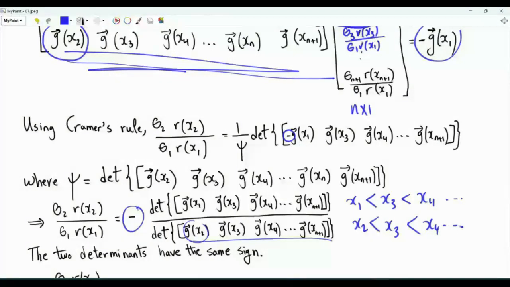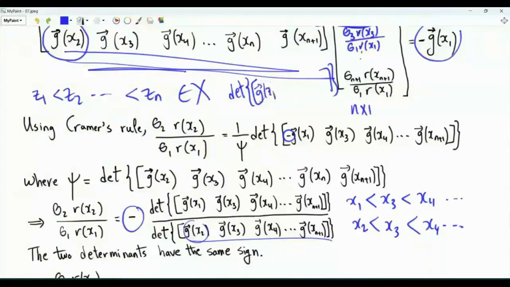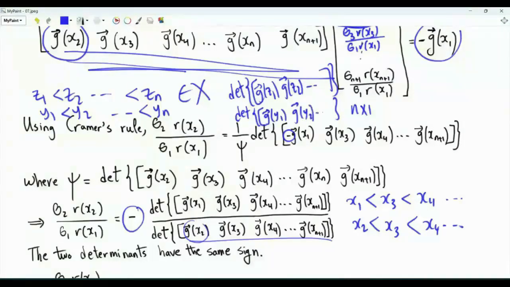Let's now recall one implication of the Haar condition. Remember that for the Haar condition, if we choose z1 less than z2 less than zn in the set big X, and then we compute the determinant of this n by n matrix, g arrow of z1, g arrow of z2, and so on, by the Haar condition, this determinant should be non-zero. But now, if we choose another n-tuple, y1 less than y2 less than yn in the same set X, we get another determinant, and by the Haar condition, this other determinant must be non-zero. But we have done a proof by contradiction to show that these two determinants must have the same sign.